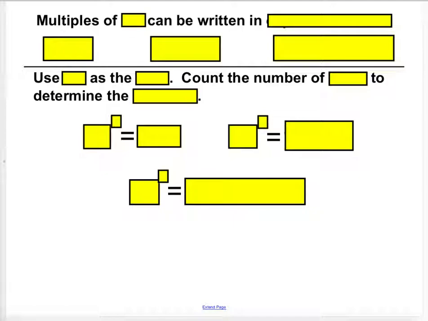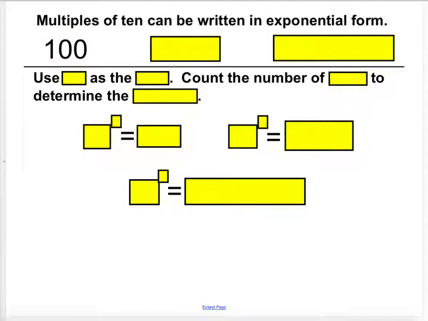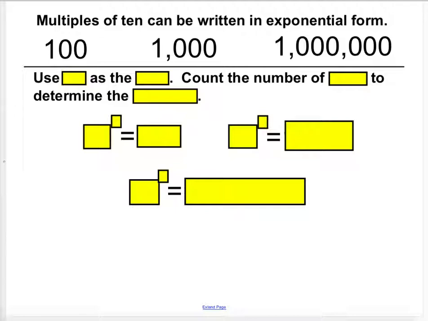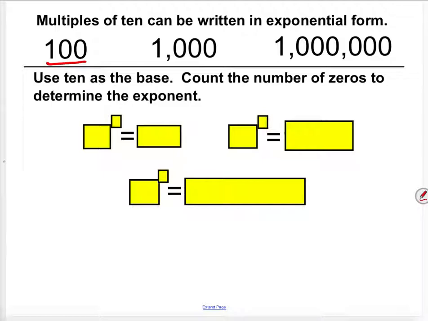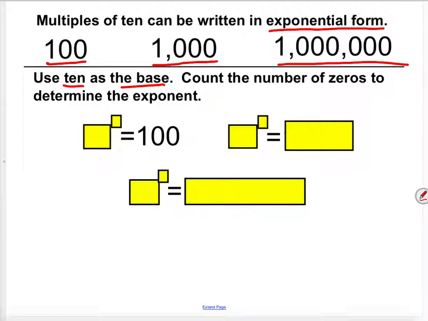Alright. Multiples of 10 can be written in exponential form. So examples of multiples of 10 would be 100, 1,000, 1,000,000. Those are all multiples of 10. Now, use 10 as the base. Count the number of zeros to determine the exponent. So instead of writing out these numbers in long standard form, you can use exponential form to shorten them up. For example, if you have 100, we want to use 10 as the base, and then count the number of zeros to determine the exponent.